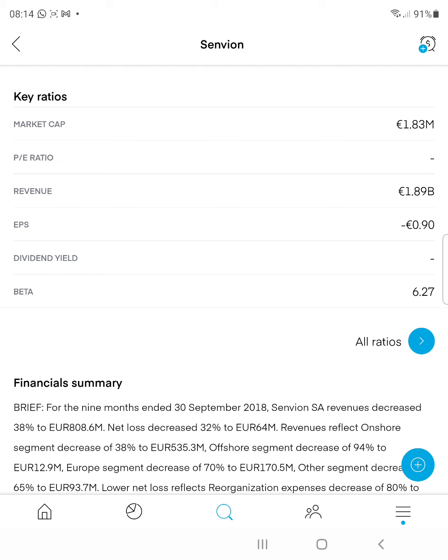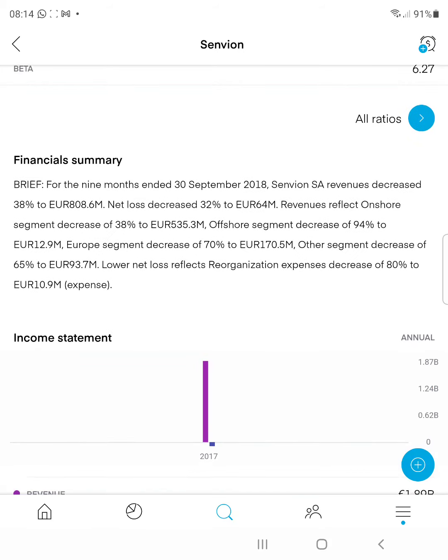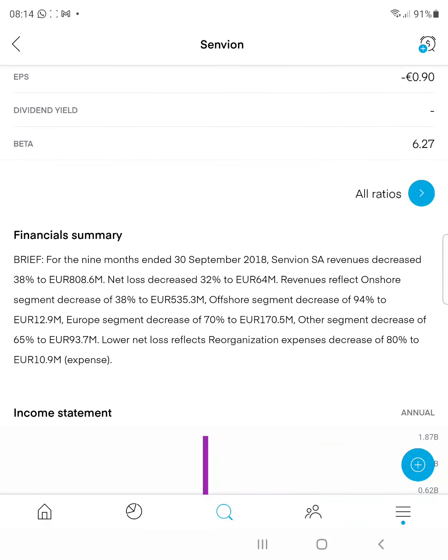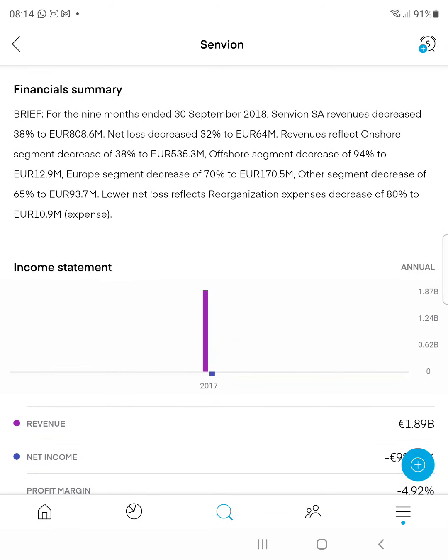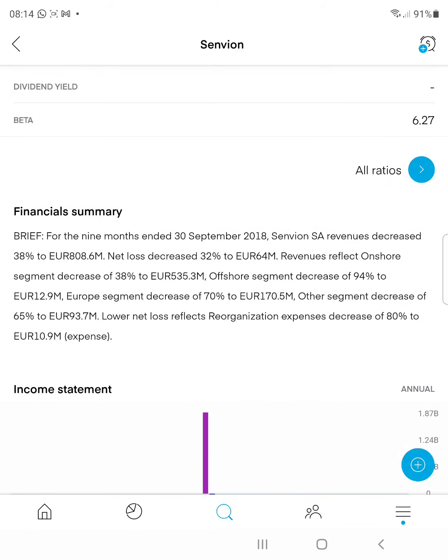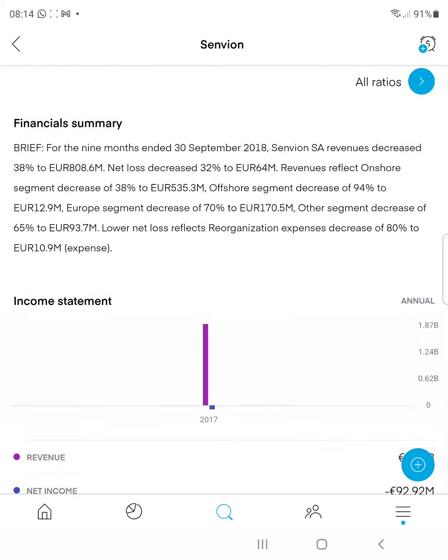As you can see, the beta is 6.27, which is over 600% of the average beta, which means it's more than 6 times more volatile than the average stock. Or another way of conceptualizing it is the price changes 6 times more rapidly than the market average.